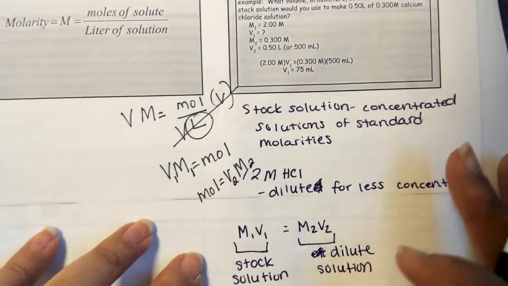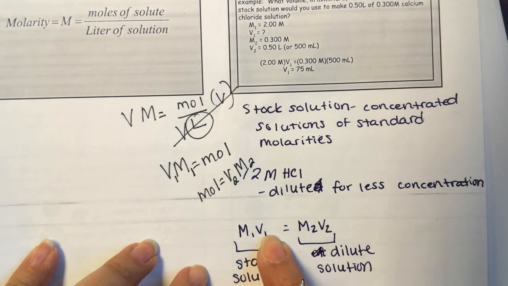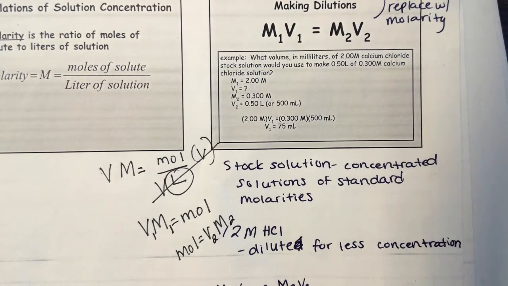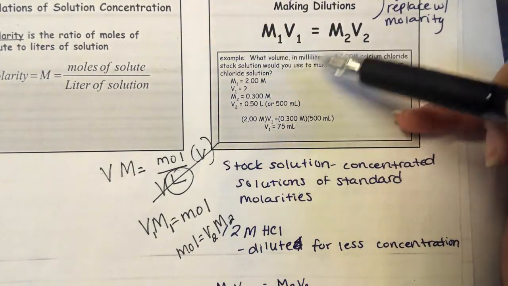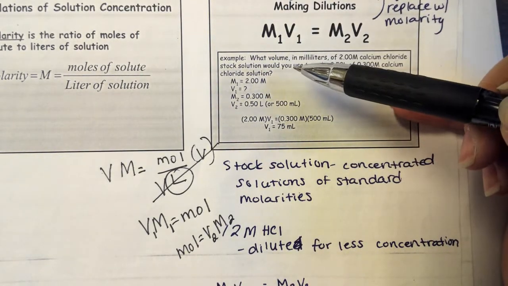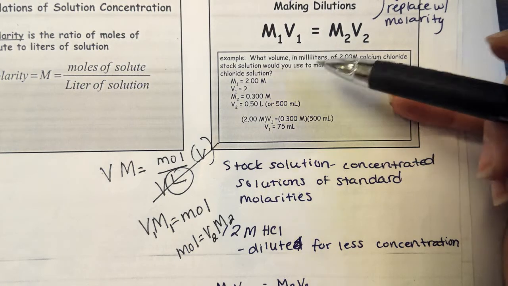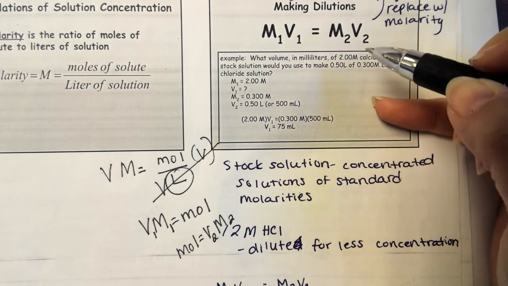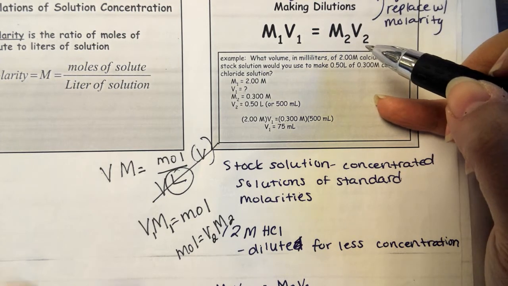So in the end, I get M1V1 equals M2V2. That is what dilutions are. It's looking at an initial concentration and volume, and then seeing how the molarity changes once I add more water or once the volume changes.